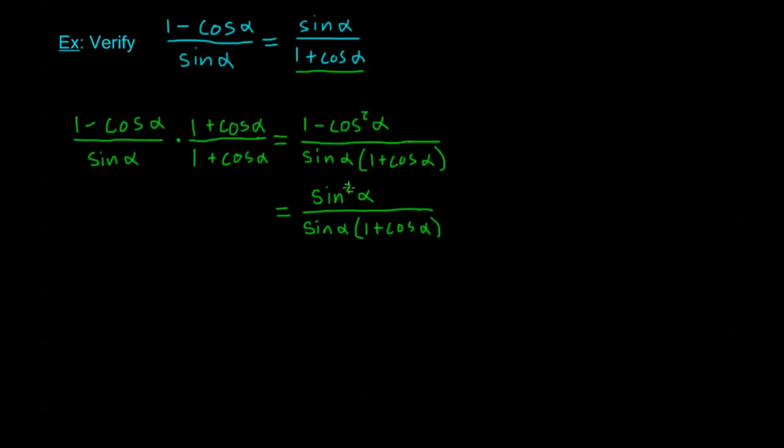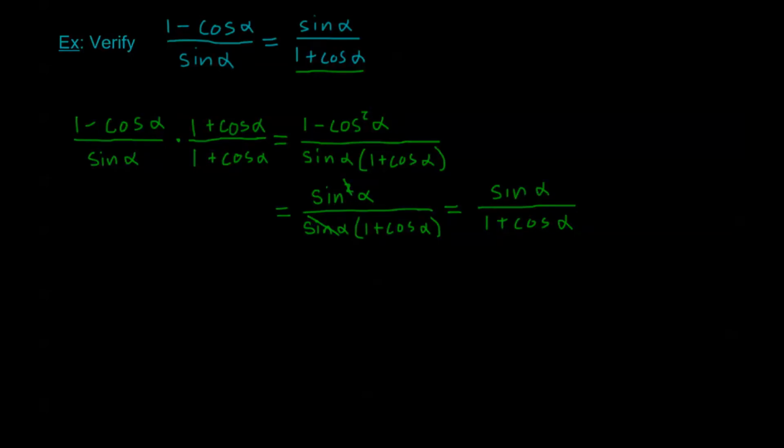Now we see we have a cancellation. This top becomes just sine instead of sine squared. It cancels with the sine on the bottom, and we get sine of alpha over 1 plus cosine alpha. We see that creative multiplication by 1 can come in quite handy. This problem turns out to not be too bad once we figure out what we need to multiply by.